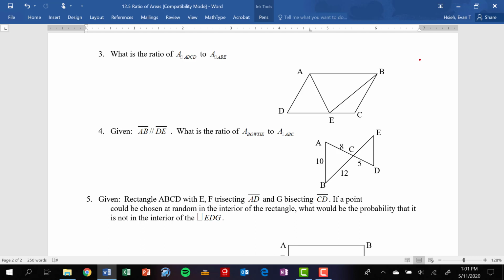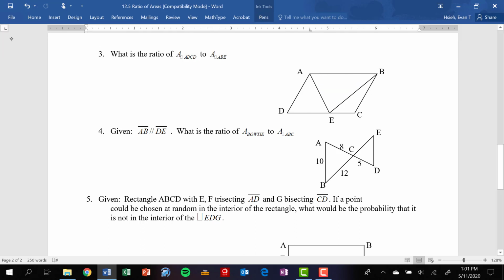The first type of problem from the front side we're not going to do too much of, but we'll do a lot of the second type and the third type. The first type, of course, is the easy type, where you're just finding areas and just plugging them into a ratio. So here we're finding the ratio of the entire parallelogram to the area of this triangle over here.